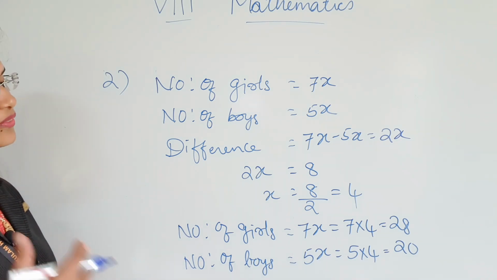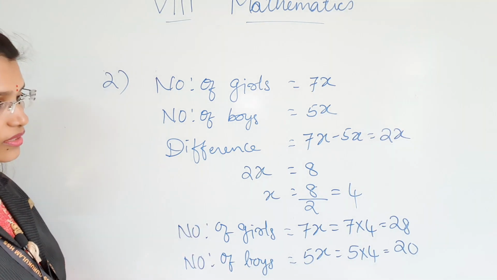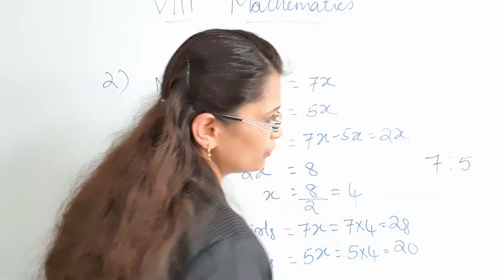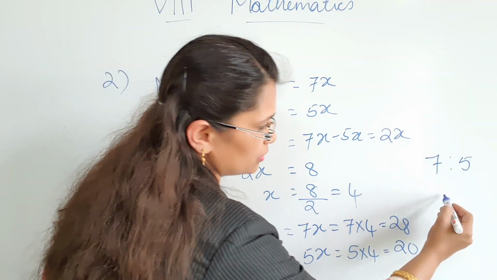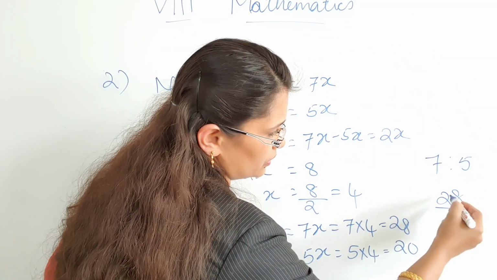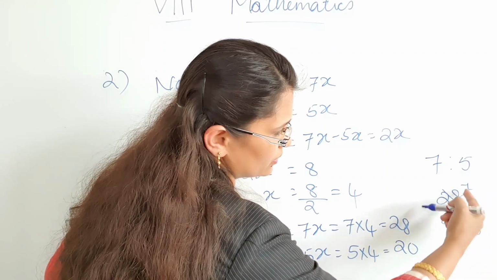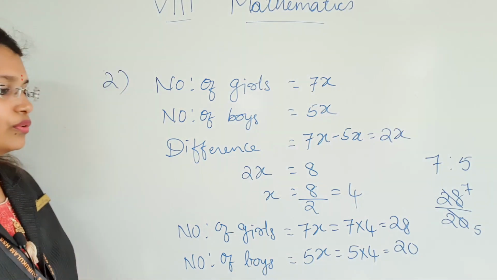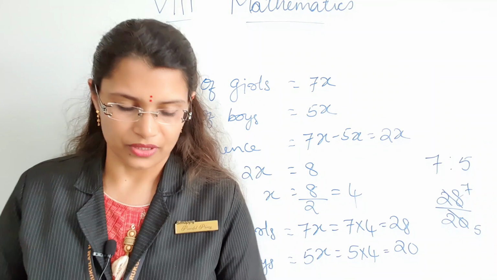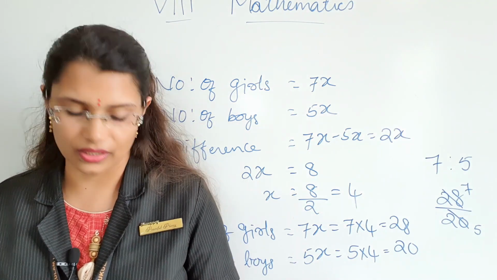So children, how can we check this is correct or not? The ratio is 7:5, right? The ratio is 7:5. So if we divide this, you will get 28 divided by 20. 4 times 7, 4 times 5, see, 7:5. So our answer is correct. Is this clear, children? Third question, it's same like this. So third question, do it as homework.